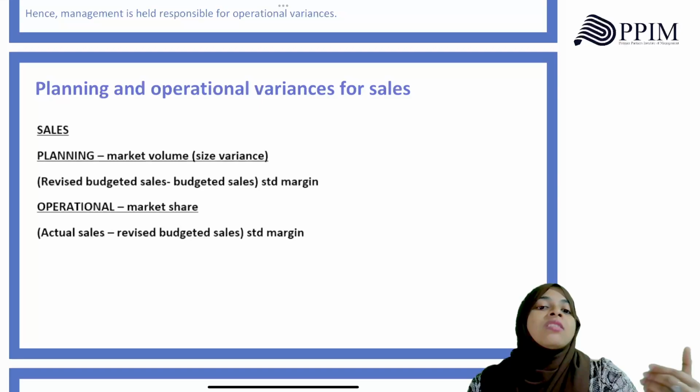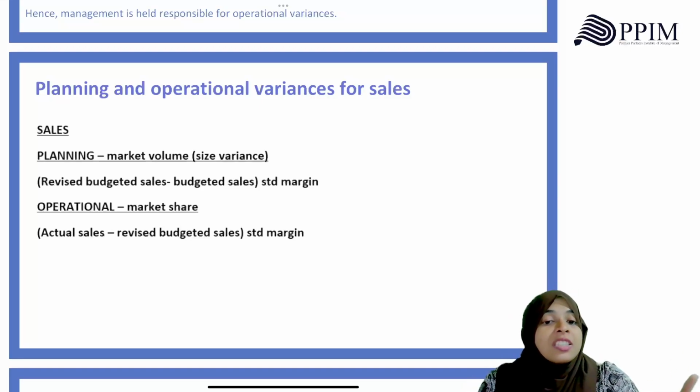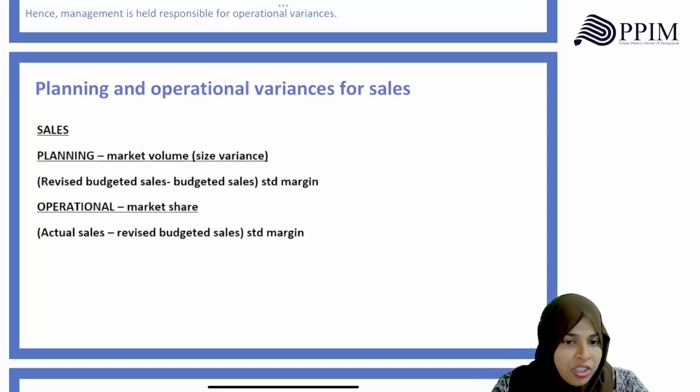That's when the market size changed outside, when the market contracted or expanded. So you take the revised sales minus the budget, the difference between revised and budget, into the standard margin. The market share is how did your company manage? How did your market share increase or not? Something you controlled. So that's the difference between your actual sales and the revised sales.